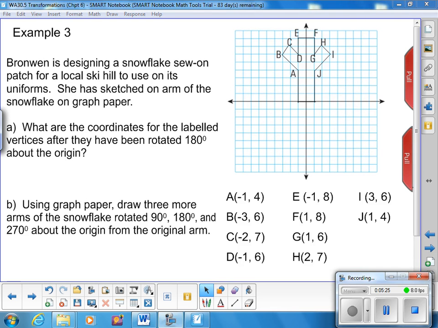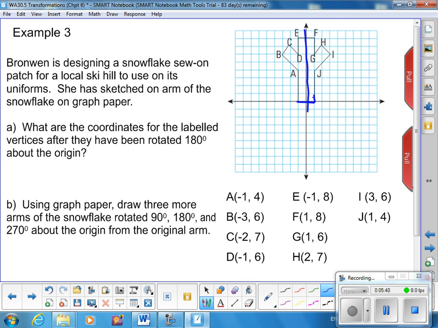All right, we're going to design a snowflake sew-on patch for our local ski hill to use on its uniforms. The first part of the snowflake patch is shown above. So right through the center of this snowflake is the y-axis, and we are going to rotate this piece of the snowflake 90, 180, and 270 about the origin right there.